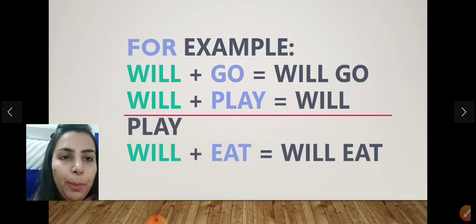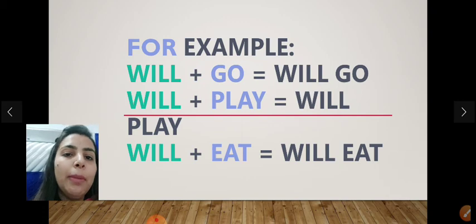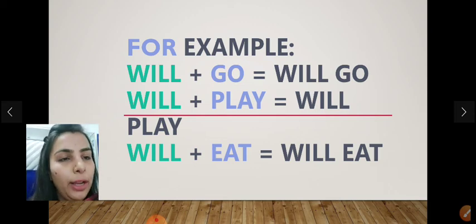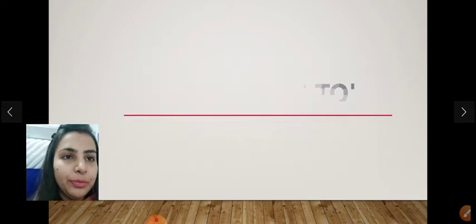Next is will plus eat. It equals will eat. I will eat my favorite vegetable today. So here will plus eat, that means will plus a base form of a verb, tells us that this will happen in the future. Okay. So these are some examples of will plus base form of a verb, like will go, will play and will eat. See the next.